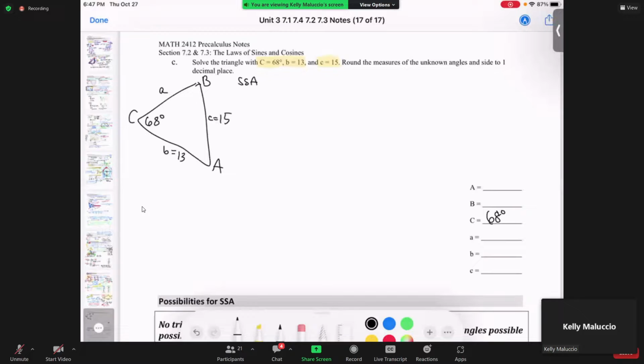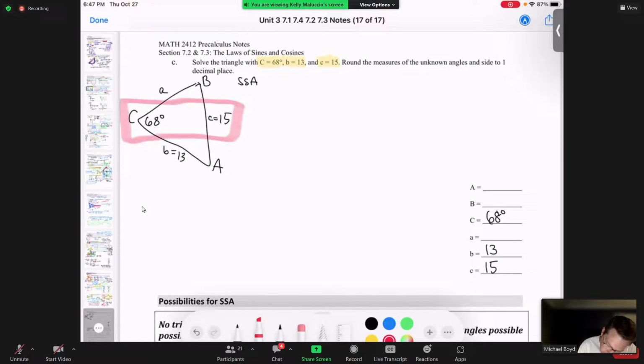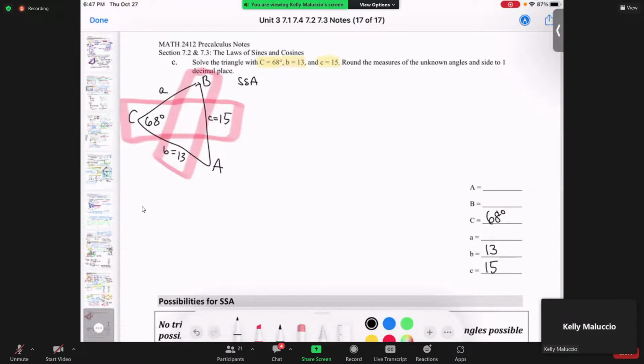Little b is 13, little c is 15. That is kind of nice, because if the sides are that close together in length with 68 degrees, we should be able to form a triangle. I can use the ratio of little c over sine C equal to little b over sine B. We start with getting all of our angles. So 15 over sine of 68 degrees has to equal 13 over sine of capital B.